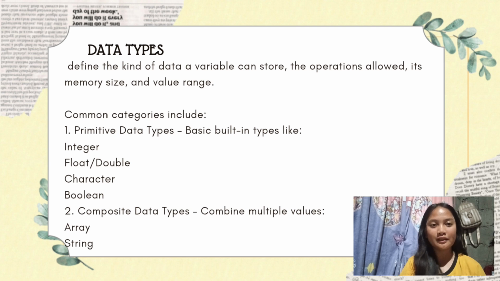Next is composite data types. These data types are formed by combining primitive types or other composite types. Array is a collection of elements, all of the same data type, stored in a contiguous block of memory. Next is string, a sequence of characters typically used to represent text.